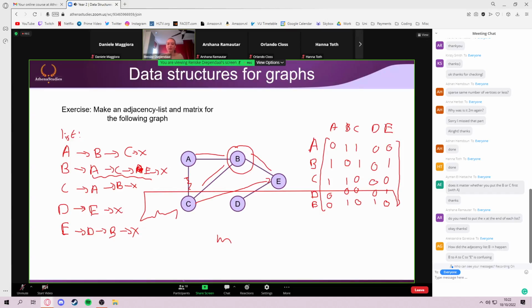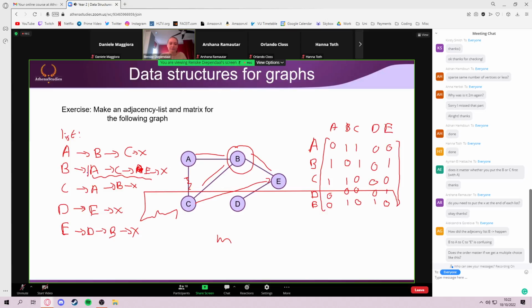So the list is sort of a linked list, right? So you say, okay, these are all the parts in here. These are the parts you need to check. So you need to check A and C and E.